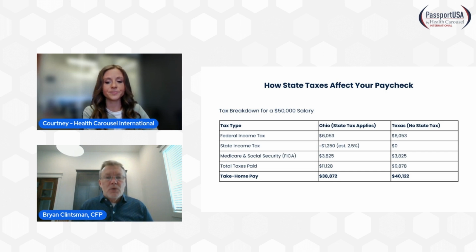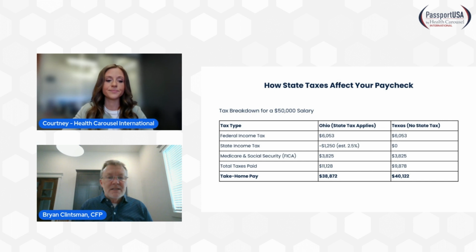So in this example, we're going to use the same example of a $50,000 salary. And we're going to have an example of someone living in Ohio versus Texas. And you remember that $6,053 number from the last slide that we concluded was the total federal income tax that was due for that person.